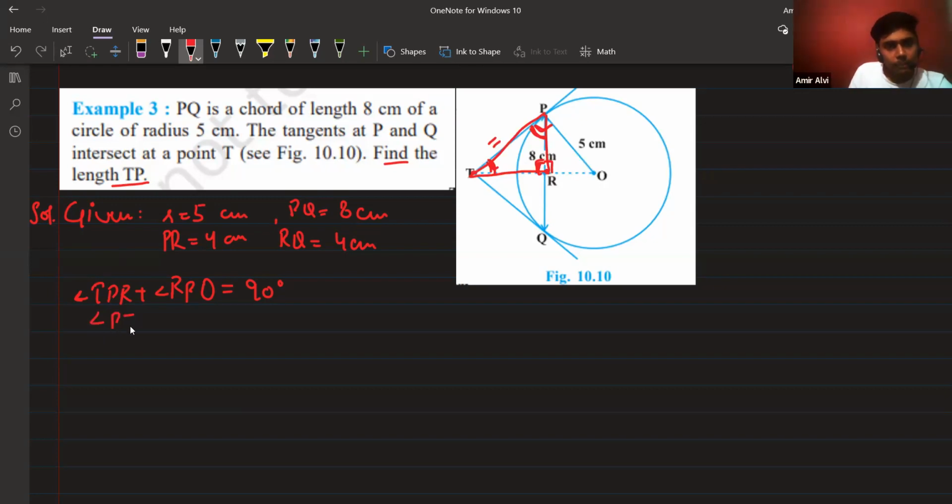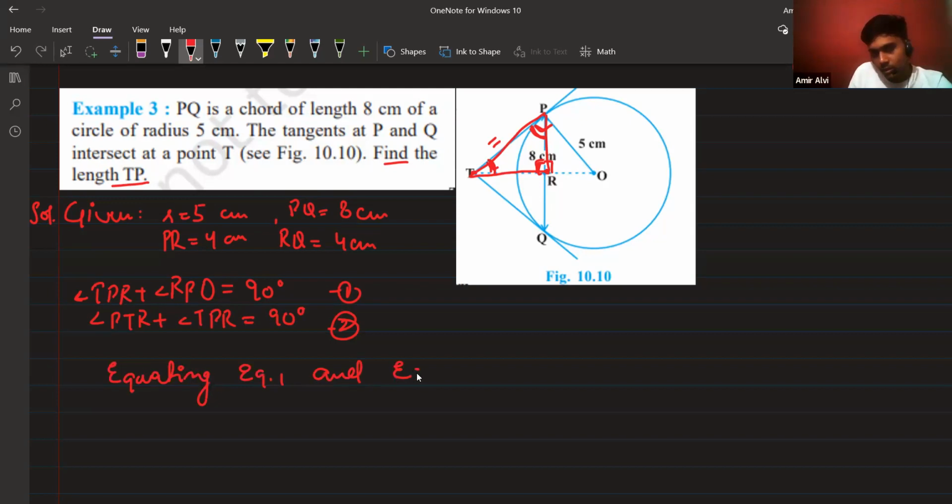So angle PTR plus angle TPR is equal to also 90 degree. This is your first equation. This is your second equation. Equating equation 1 and equation 2. Clear? Because both the right hand sides are 90, so I can equate the equations.